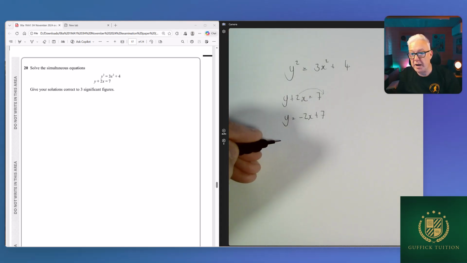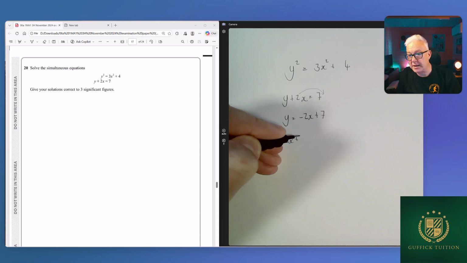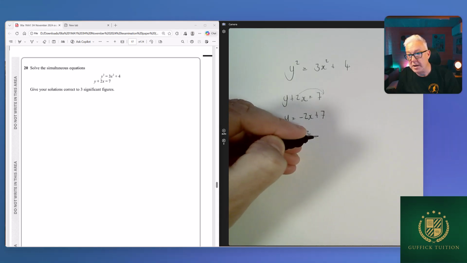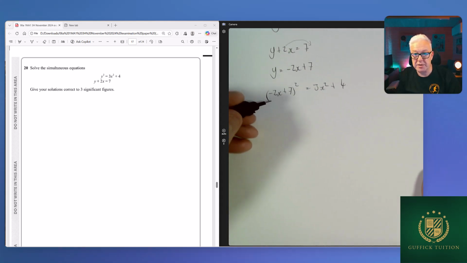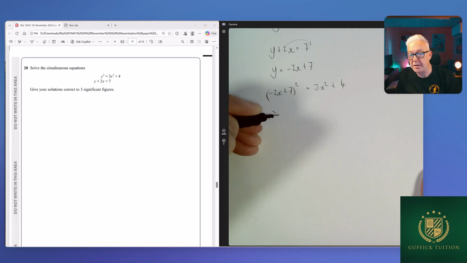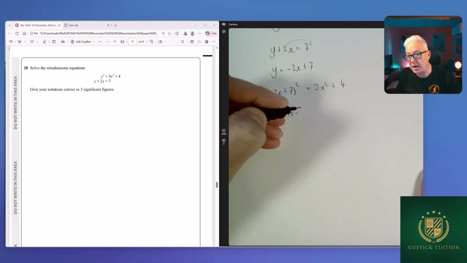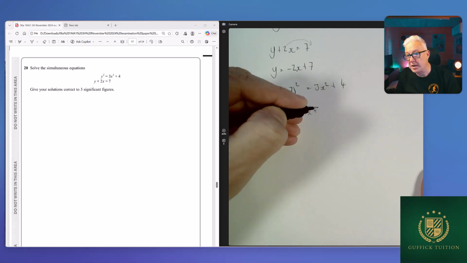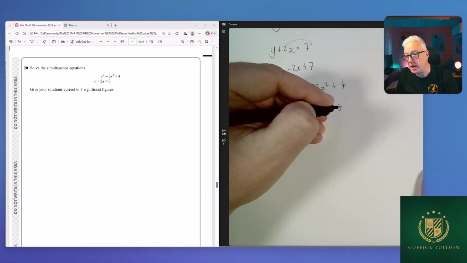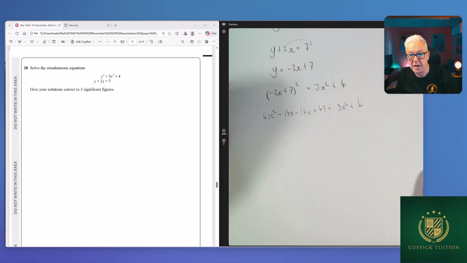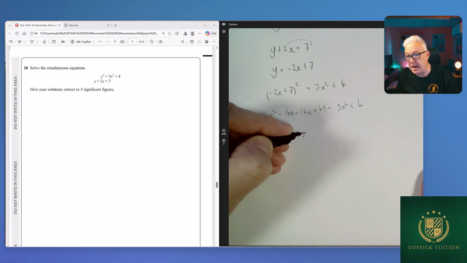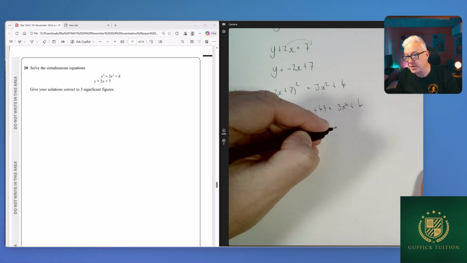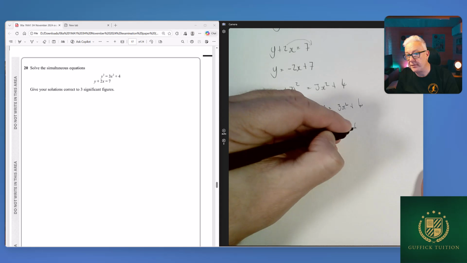So instead of y², I'm going to write (minus 2x add 7) squared is equal to 3x² plus 4. So we can expand this now. So that's going to give me 4x² minus 14x minus 14x plus 49 is equal to 3x² add 4. So 4x² minus 28x plus 49 equals 3x² add 4.